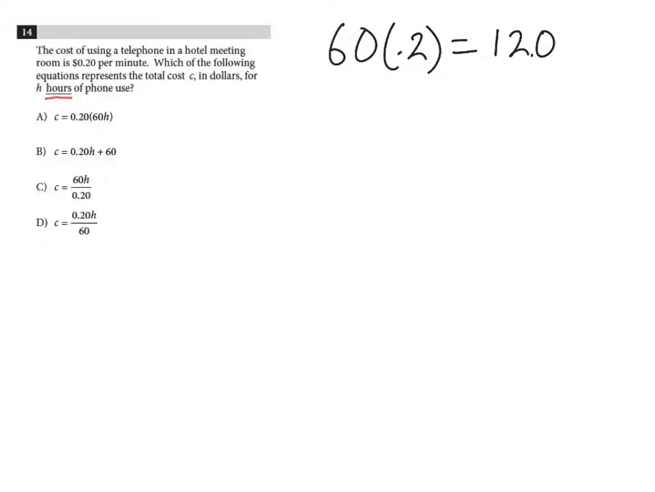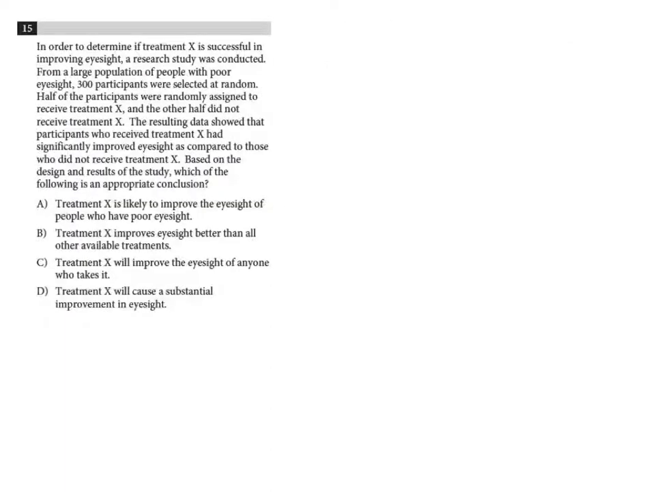per hour. Okay, so we're looking for which of the following equations represents total cost C in dollars for phone use. Well, C is going to be the hours times 12. Oh, but it's a little bit simpler than that. We didn't actually have to multiply 12. Kind of got ahead of myself there. So it's going to be 20 cents times 60 times number of hours, A, in that direction.